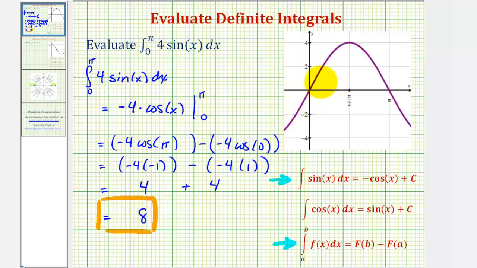Now I also wanted to provide the graph of the integrand, or the function f of x equals 4 sine x. Notice how this function is non-negative on the closed interval from 0 to pi, which are the limits of integration, which means the area under this function, bounded by the x-axis, is equal to this definite integral, which means this shaded region has an area of exactly 8 square units.